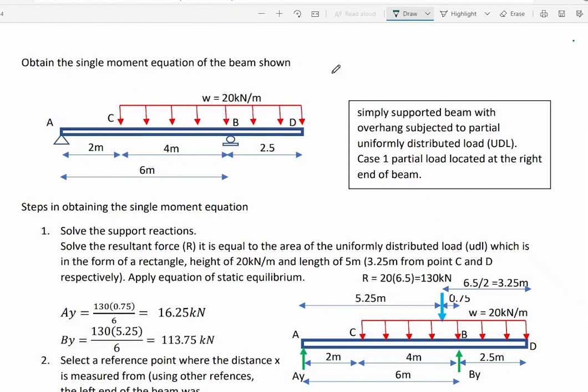Here is now how to obtain the single moment equation of our fourth problem using the double integration method to solve slope and deflection of beams. Just like what we did on our previous problem, we will follow some simple steps in order to obtain the single moment equation of this beam.